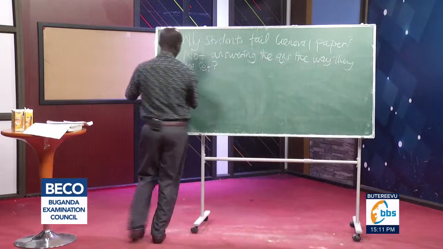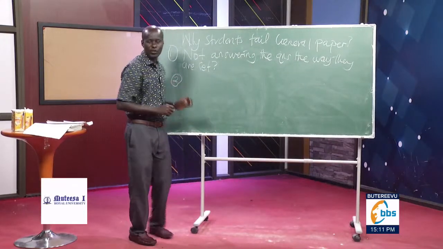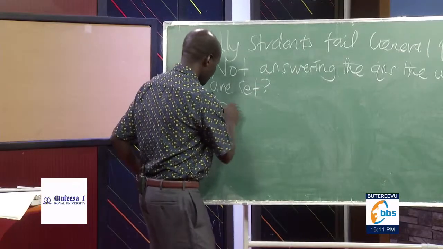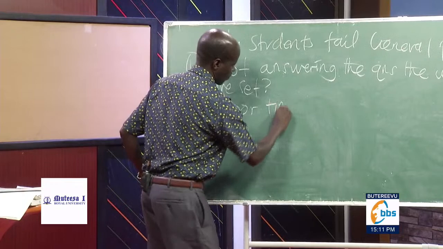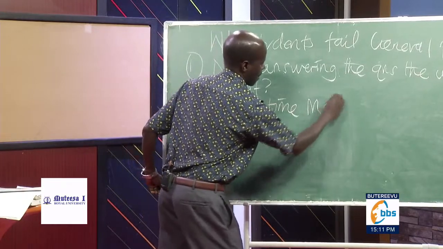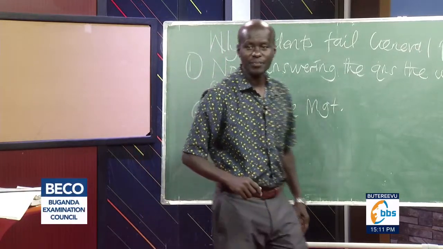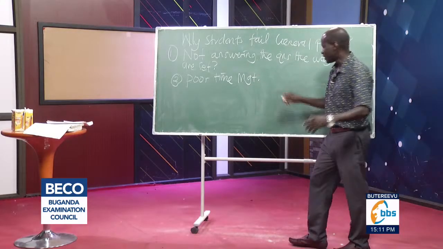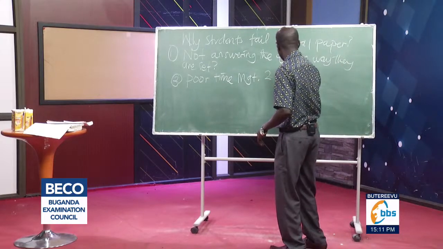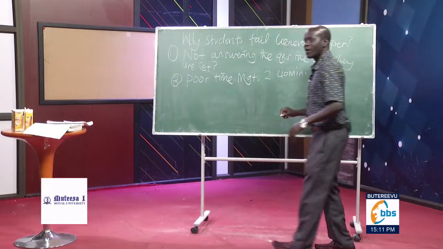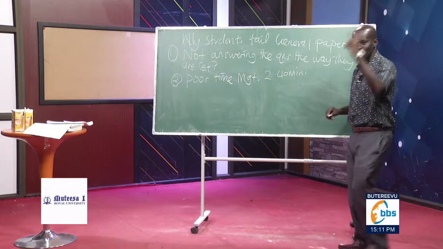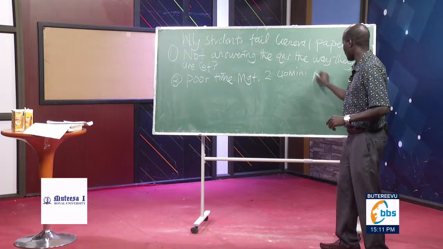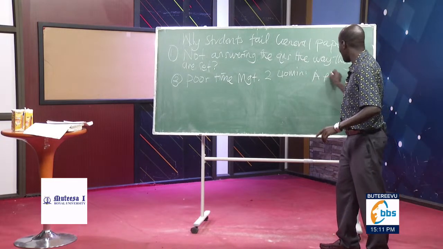Reason number two, poor time management. You see, this paper is done in 2 hours and 40 minutes. And in 2 hours, 40 minutes, you answer 2 questions. One from section A and one other from section B.